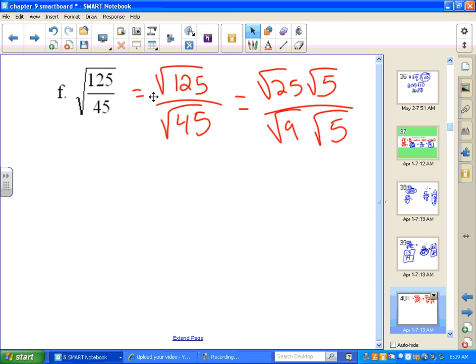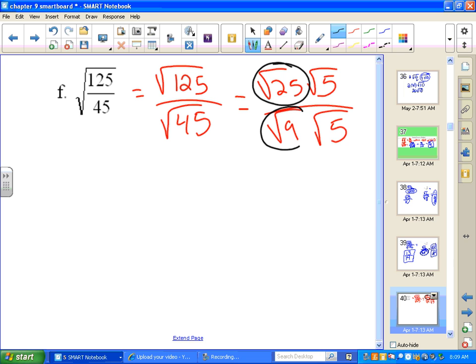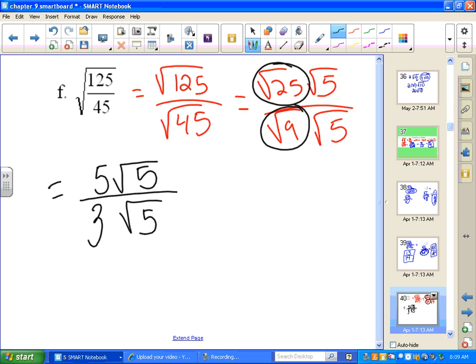Good. So here's where it gets kind of tricky. The square root of 25 is 5. Rewrite the square root of 5 that's already there. In the denominator, square root of 9 is 3. Rewrite the square root of 5 that's there. Hold on. Emma, go ahead. Just say what you just said. Okay, why do they cancel? Yep. Square root of 5 divided by square root of 5 is 1.